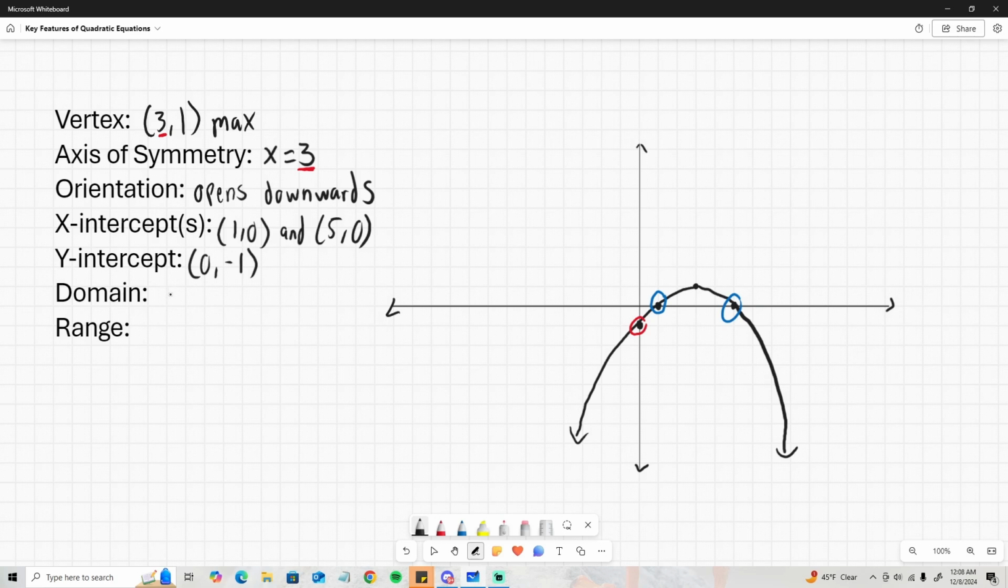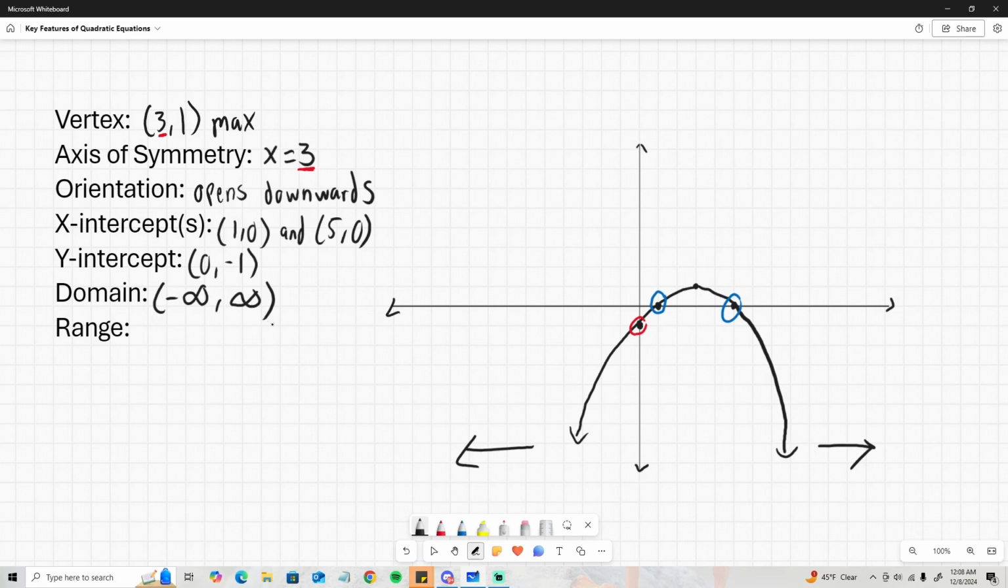Looking at my domain, this is always -infinity to infinity. Because is there anything stopping me from going to the left all the way over here? No, this arrow keeps going. Is there anything stopping me from going to the right over here? No, this arrow keeps going.